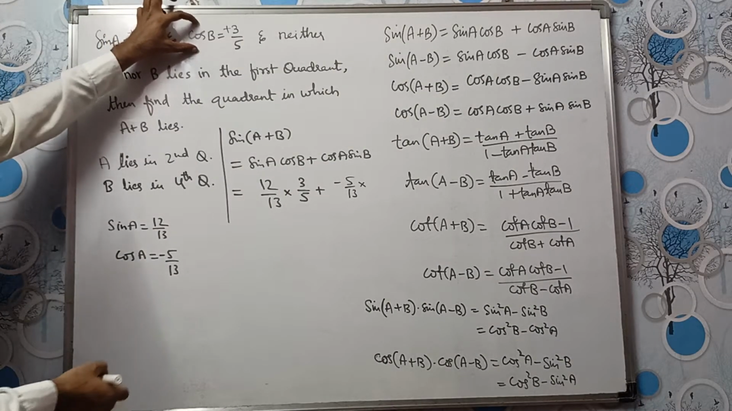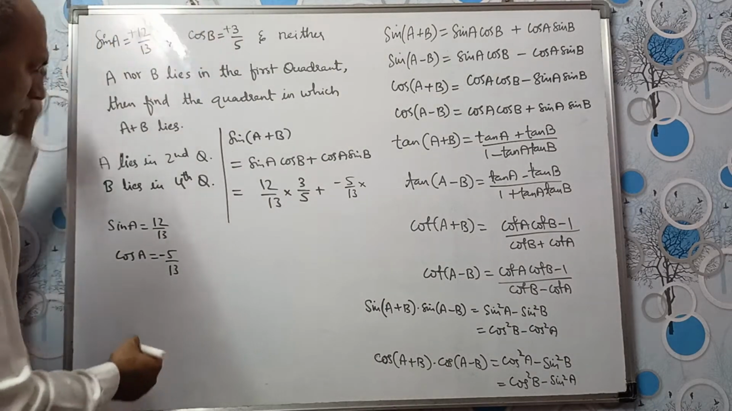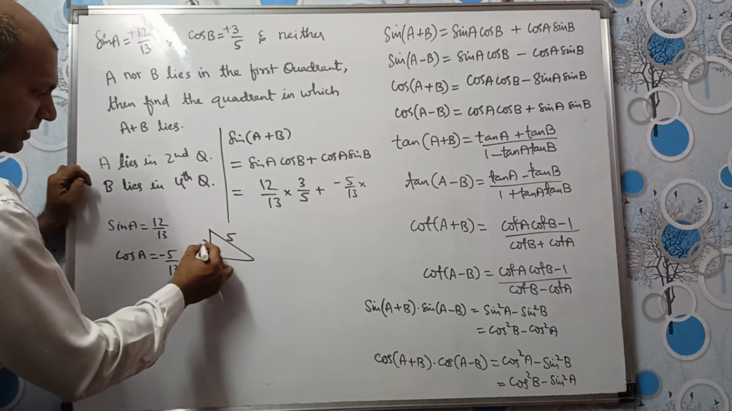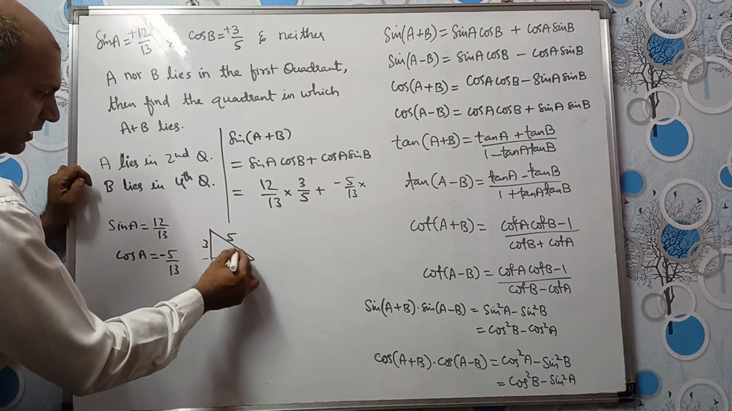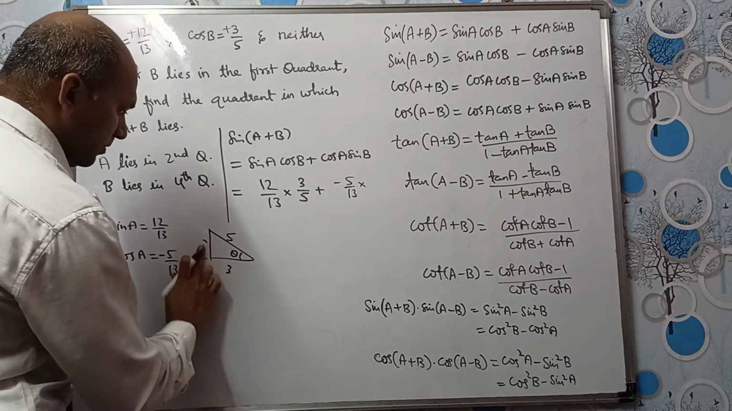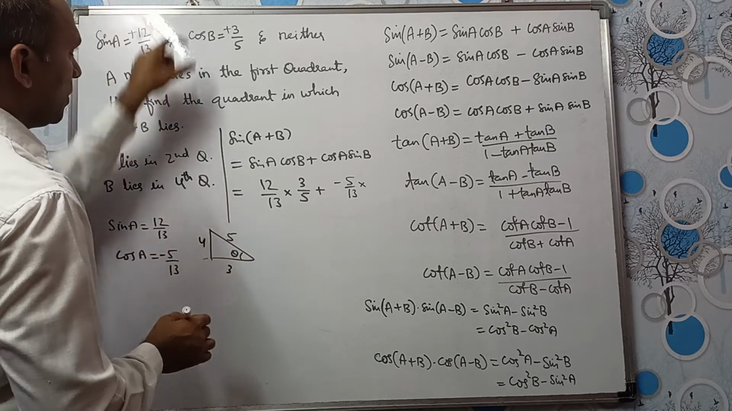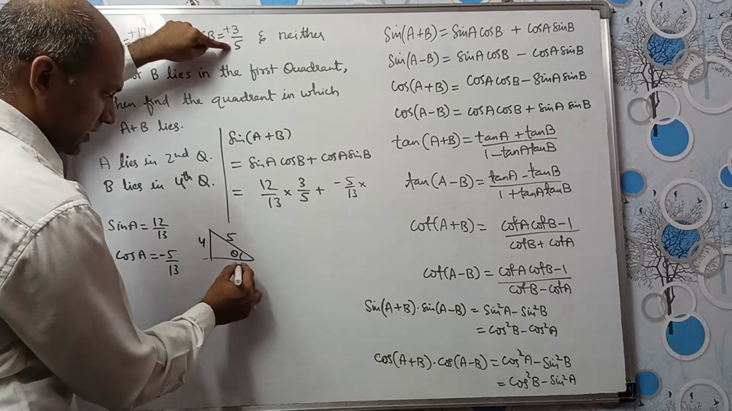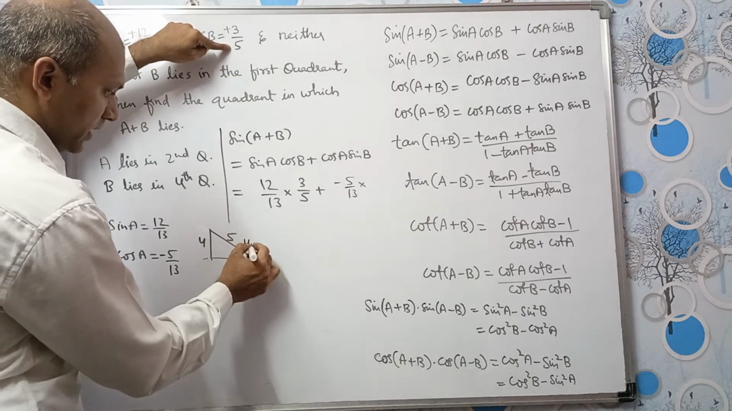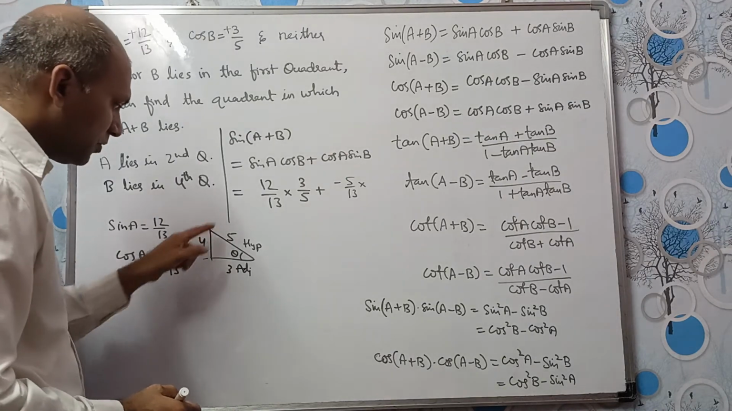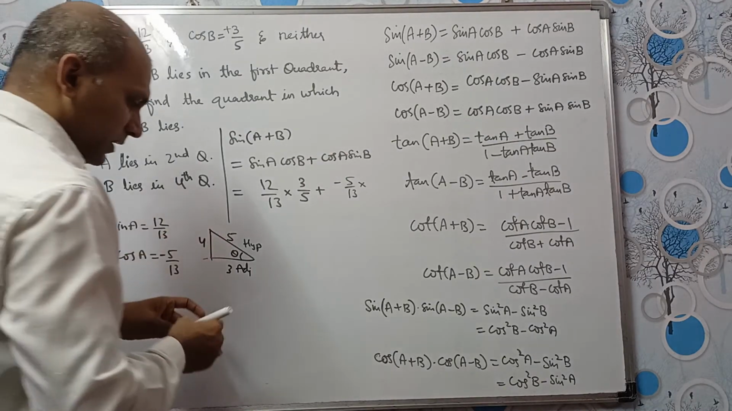Okay, we have cos B. It will be 3 by 5. See, this is a famous triangle, right? 5, 3, 4. If we consider theta here, 3 will be here, this will be 4, because cos B is adjacent by hypotenuse. This is adjacent, this is hypotenuse, right? So this will be 4, which is opposite. So sine will be opposite by hypotenuse, it will be 4 by 5.